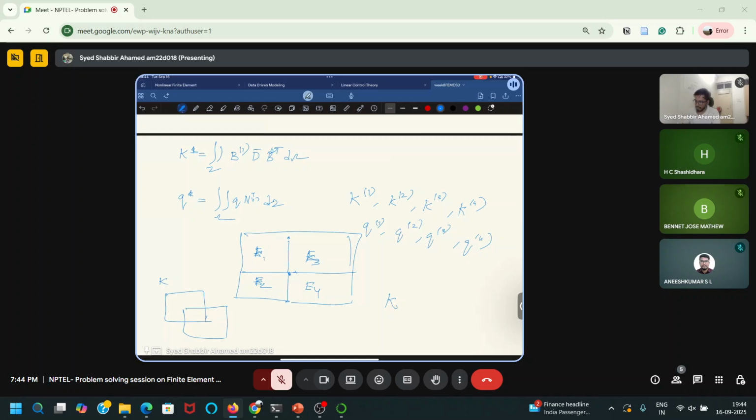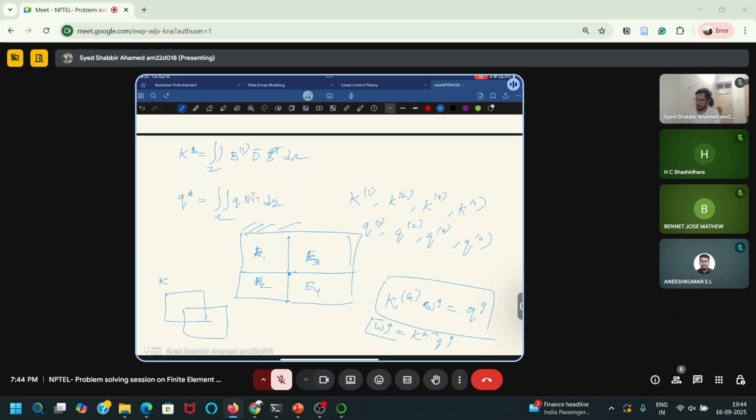By the assembly you will get a global stiffness matrix, and you will also have the global force vector, which is QG. If you solve this, you will get K inverse into QG, which gives the nodal displacement vectors on the plate. So how much will the shape of this stiffness matrix be? Because I have how many? 1, 2, 3.